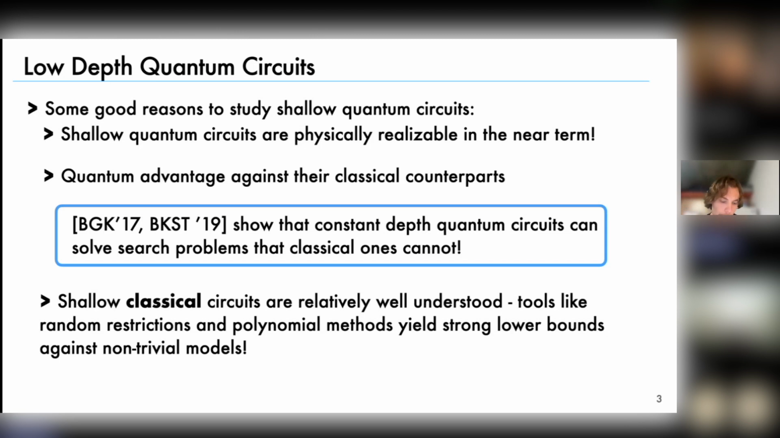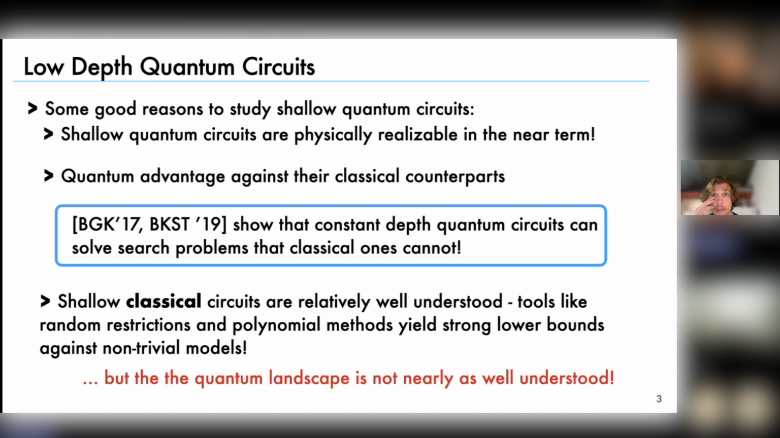While progress in classical circuit complexity has stalled in the years since, we are very far from being able to say we have as good an understanding of the analogous quantum models.